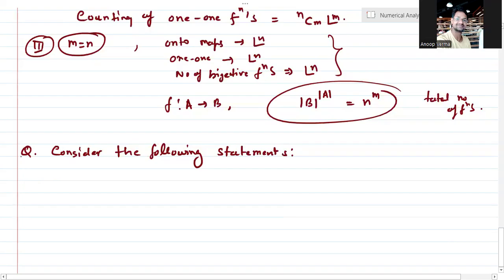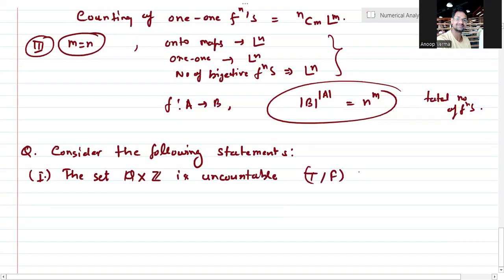We have this problem. So the first statement is this: the set of rational numbers Q is uncountable. Is it true or false? False. Okay, it is false. Why?